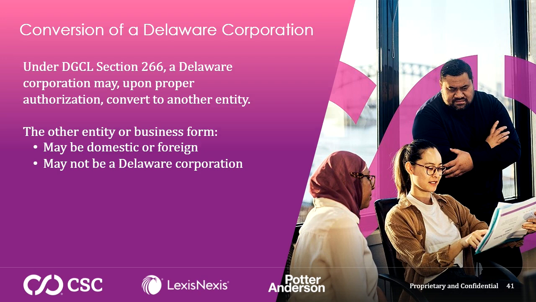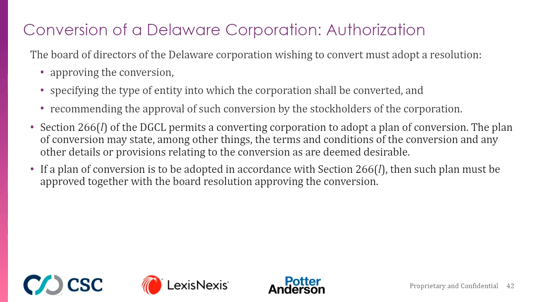So on the authorization component here, you're now back in the Delaware statute and you're dealing with the DGCL for approving the conversion of the Delaware corporation to another entity. So the board of directors first has to adopt a resolution to approve the conversion, which specifies the type of entity or jurisdiction, or both, which would include both if you're going to a foreign jurisdiction, into which the corporation will be converted, and then recommends the approval of that conversion to the stockholders of the corporation.